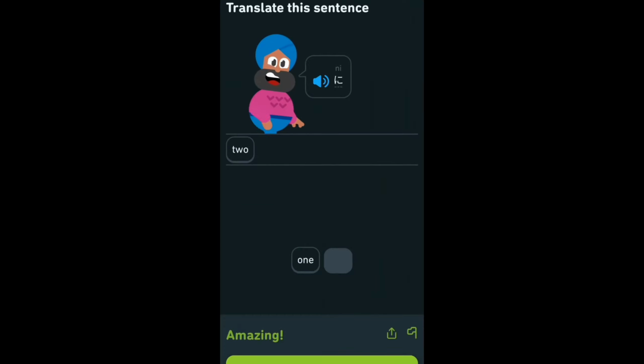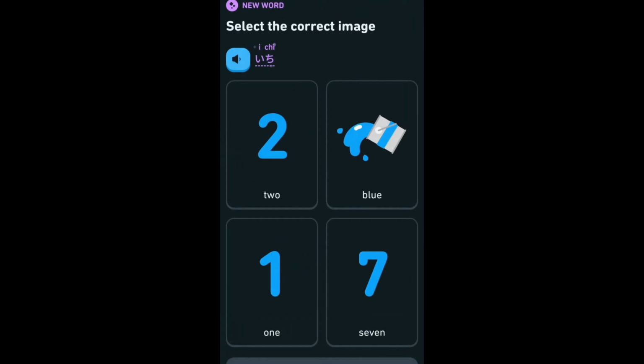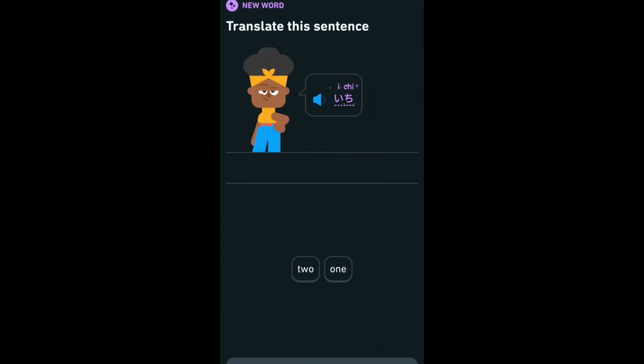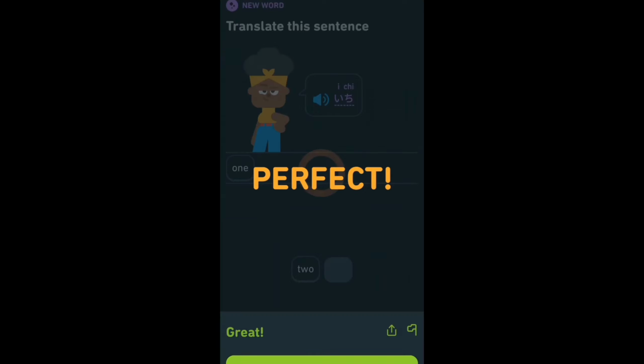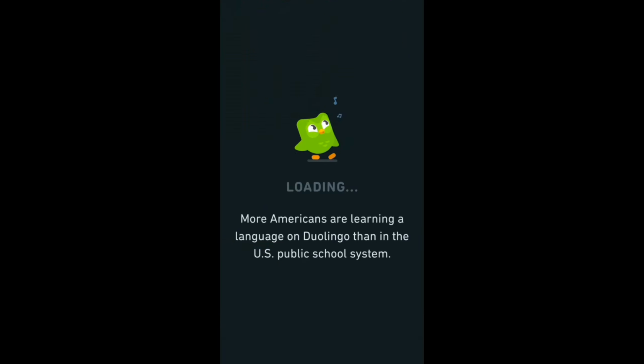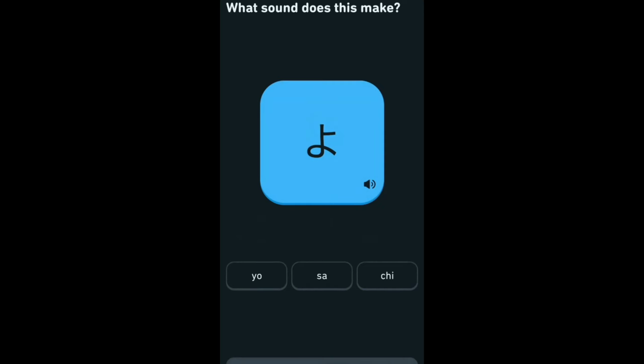Great job. Ichi. This is a new word. It means one. Ichi is one. Great job. Ichi. One. Great job. Amazing. So we have finished our lesson, and this is wa.